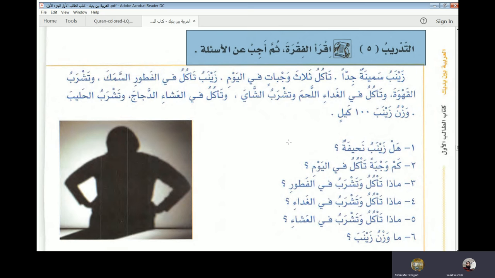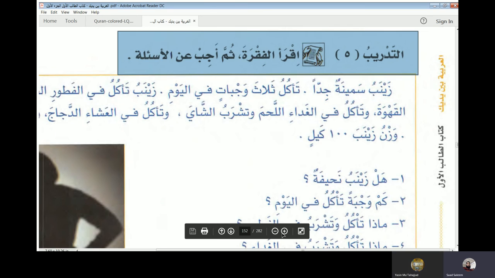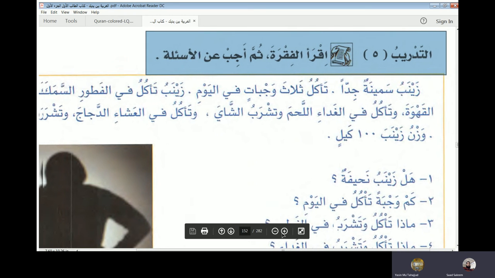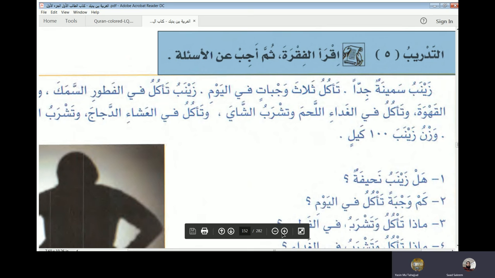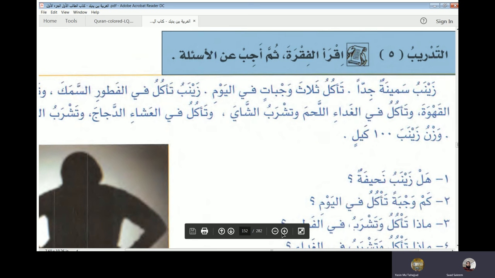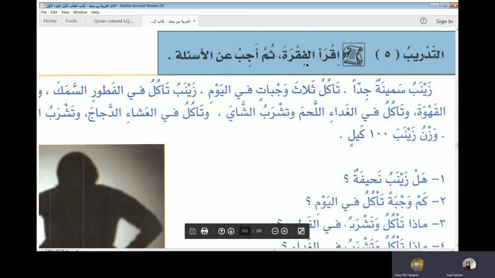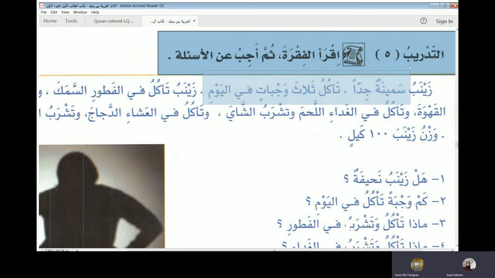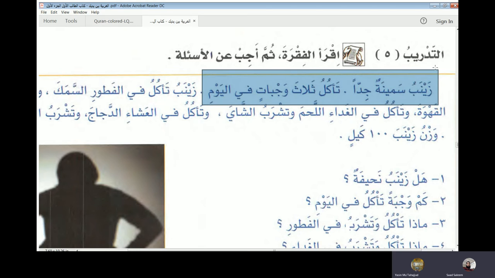Exercise five: read the paragraph, then answer about the questions. Read the paragraph, then answer in short answers about the questions.